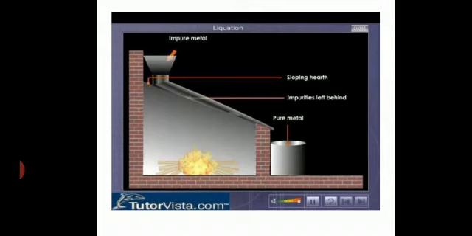Then cupellation. A cupel is a boat-shaped dish made of bone ash or cement. The crude metal is taken in the cupel and a blast of air or oxygen is blown into it. The impurities are converted into volatile oxides which escape, leaving behind the pure metal. Crude silver contaminated with lead can be purified by this method, where lead is converted into litharge, PbO, which being volatile escapes, leaving behind the pure silver. So this is known as cupellation.